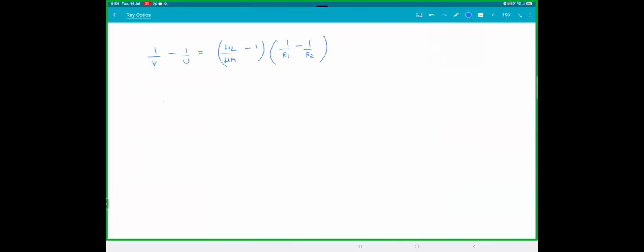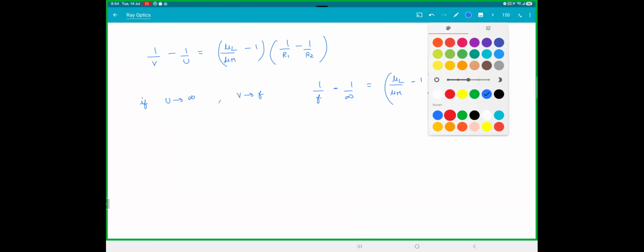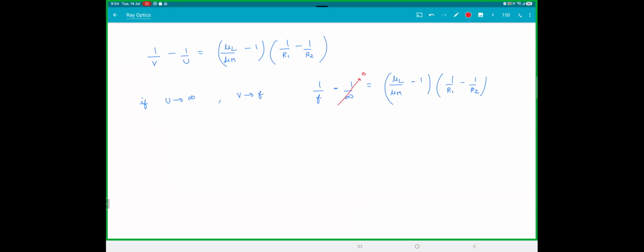This can be written as, if you go back to the definition, if u tends to infinity, then v will tend to the focal length. So this will become 1 by v, this will become 1 by focal length minus 1 by infinity is mu lens by mu medium minus 1 into 1 by R1 minus 1 by R2. That means the whole thing on the right hand side is actually the focal length formula. These are the final formulas you need to remember.